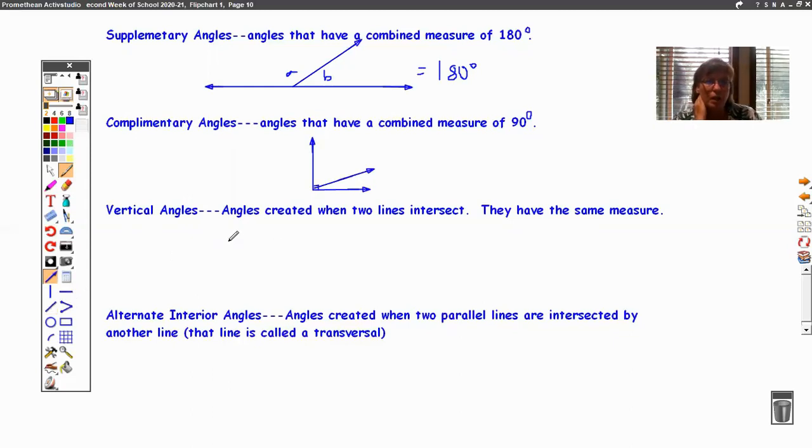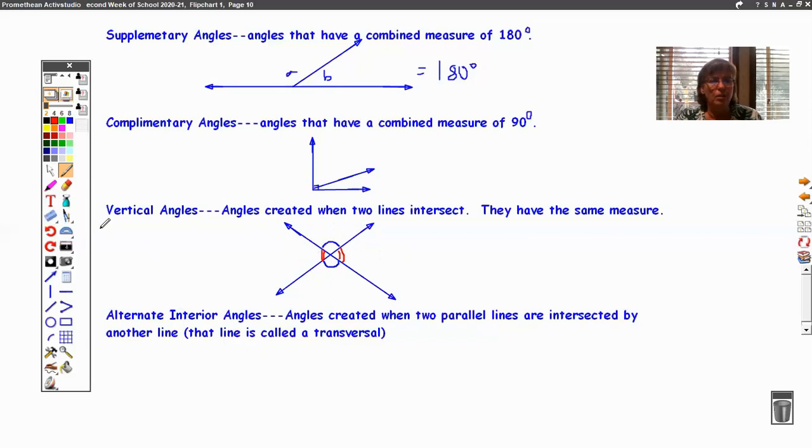Vertical angles are angles created when 2 lines intersect. So if we have 2 lines that intersect, so we've got this line here, and then we have this line here, when they intersect, they create vertical angles. And vertical angles have the same measure. So we know that this angle and this angle have the same measure, and that this other set of angles too. So this angle and this angle also have the same measure, okay? So we know that these 2 measures are the same and these 2 measures are the same.